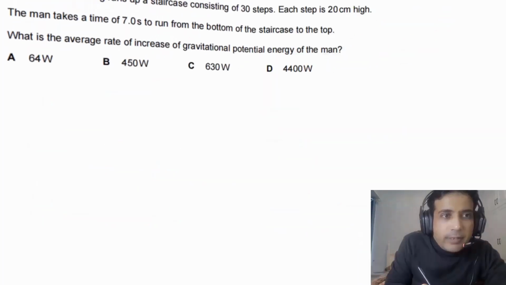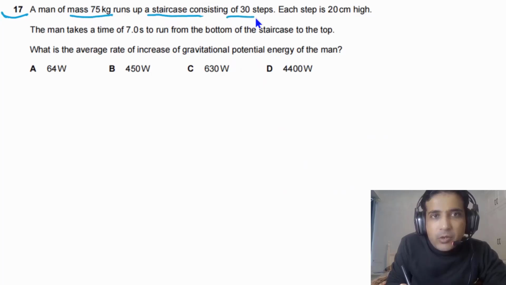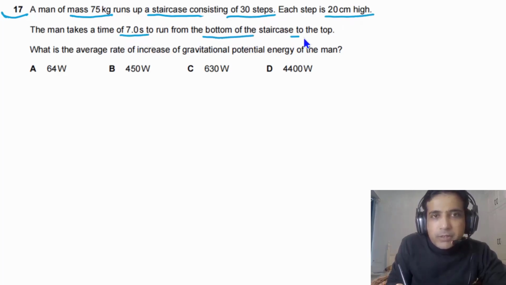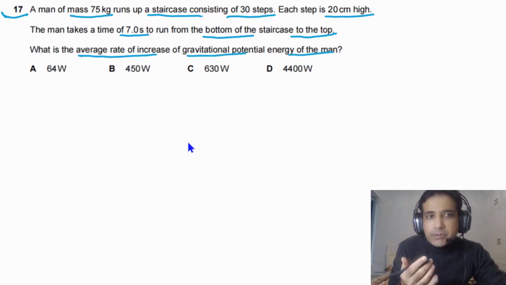For question number 17, it is given to us a man of mass 75 kgs runs up a staircase consisting of 30 steps. Each step is 20 centimeters high. The man takes a time of 7.0 seconds to run from the bottom of the staircase to the top. What is the average rate of increase of gravitational potential energy of the man? So very straightforward question. Simply this is asking you to calculate rate of increase of gravitational potential energy.